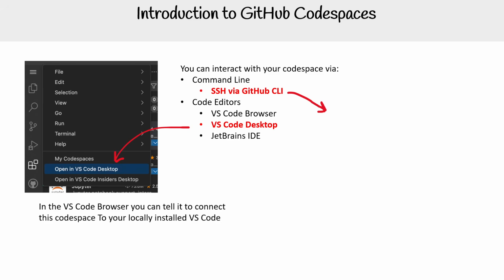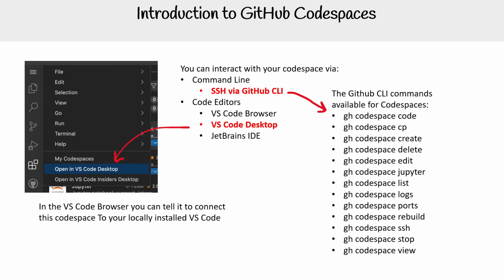But I usually use everything in the browser because I don't like to do local development anymore. I'm totally moved over to the cloud. For the GitHub CLI, we do have a lot of commands there, and that's a great way to programmatically work with your GitHub Codespaces.